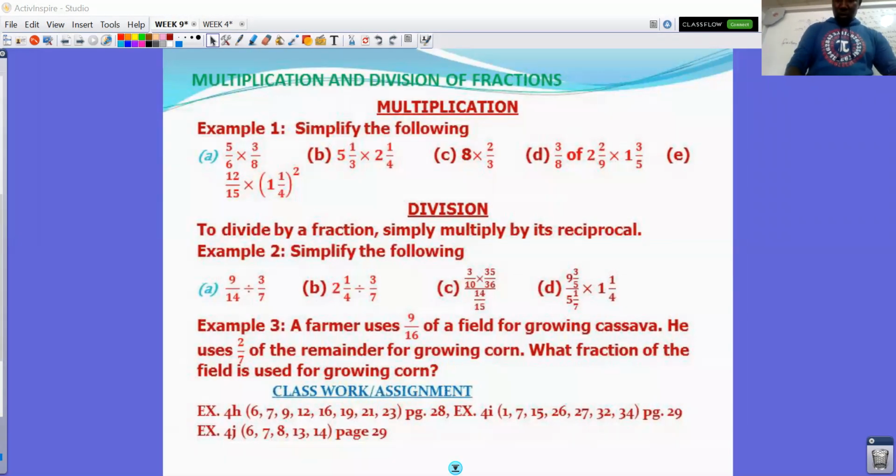ogunjss1 at ogunjss1 at ntic.edu.ng. That's the email address. The assignment is everything you see on the screen, everything you see here. Exercise 4H, 4I, and 4J.